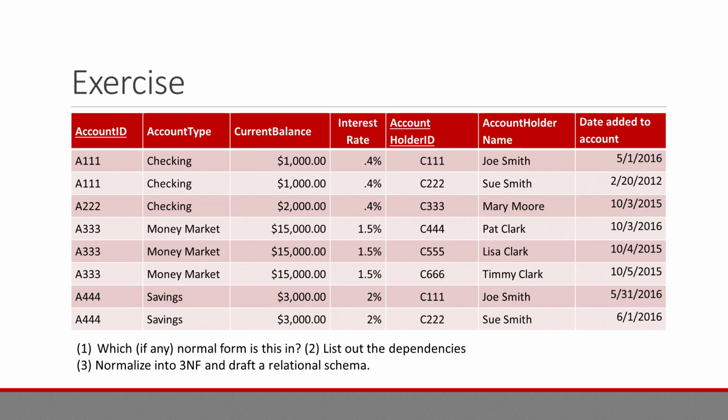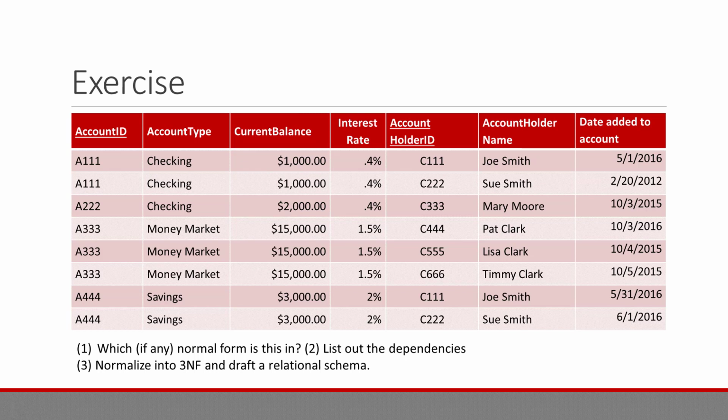Now, C333, 444, 555, and 666, they don't repeat, and so they are not going to be useful for determining dependencies. Now, neither account ID nor account holder ID seem to have anything to do with the date that somebody was added to the account. So we can see account ID A111 and the date account added is different. A444, same thing. A333, same thing.